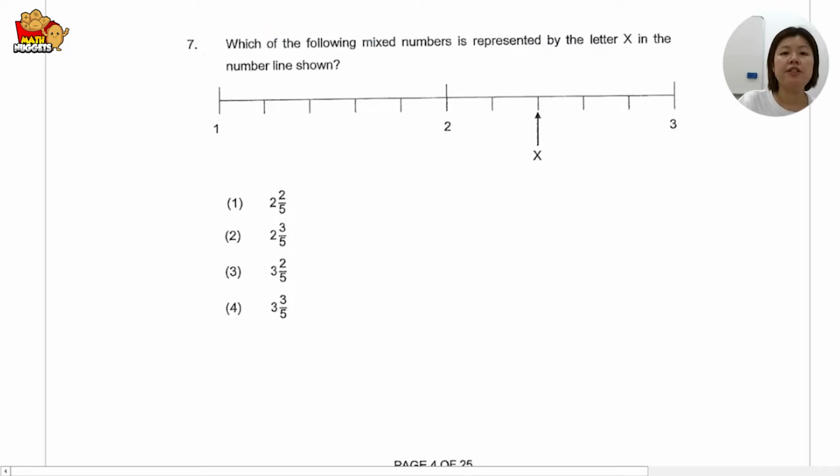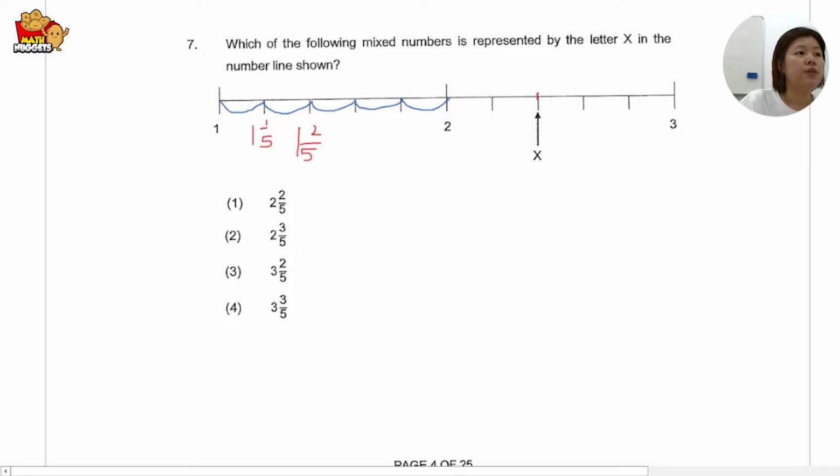Okay, let's move on. Question 7. Here, which of the following is the mixed number represented by x? Okay, so before I move on to x, let's do some counting. So ask yourself from 1 to 2, what are the fractions in between? So if you move, it's 1, 2, 3, 4, 5. So meaning the first one will be 1 1/5. And then next one will be 1 2/5. And you go on 1 3/5, 1 4/5, 1 5/5, which gives you 2.